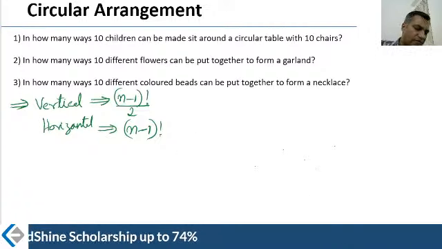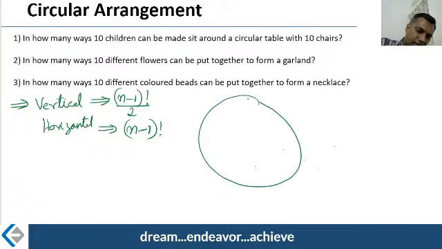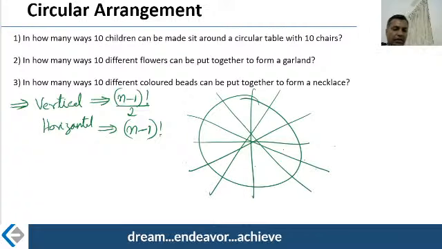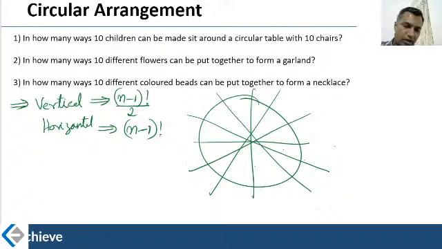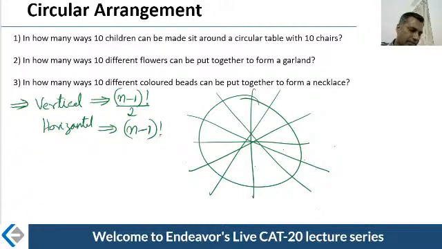First one: in how many ways can 10 children be made to sit on a circular table with 10 chairs? There is a circular table. There are 10 chairs kept around this circular table. So what is it that we are trying to say?